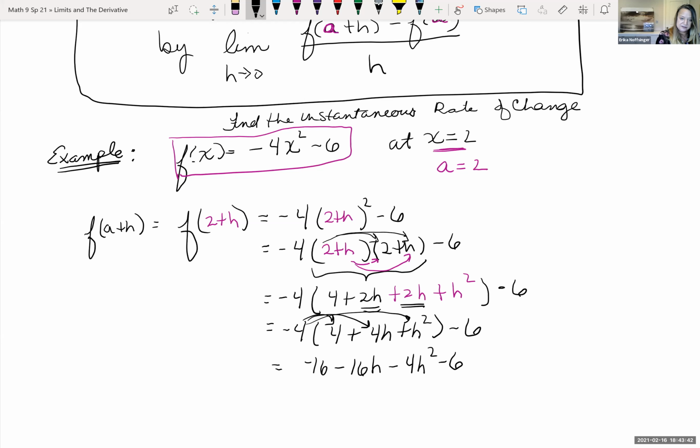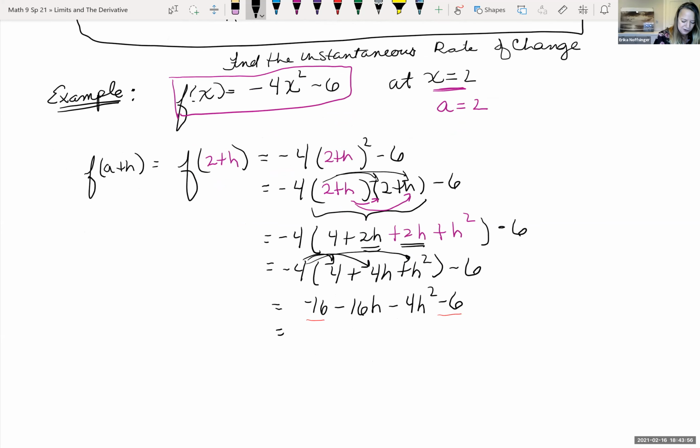Again, I notice I have some like terms in here. So negative 16 minus 6. And I'm just going to rewrite this in descending order of powers. So my first term I'm going to write is negative 4h squared minus 16h. And then negative 16 minus 6 is negative 22.